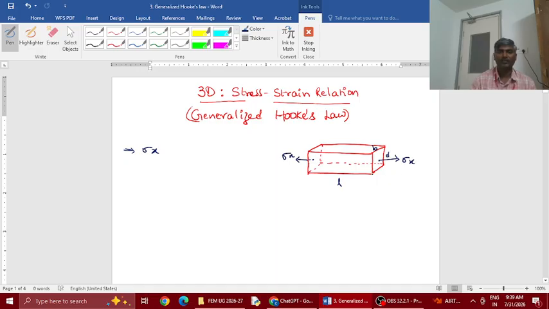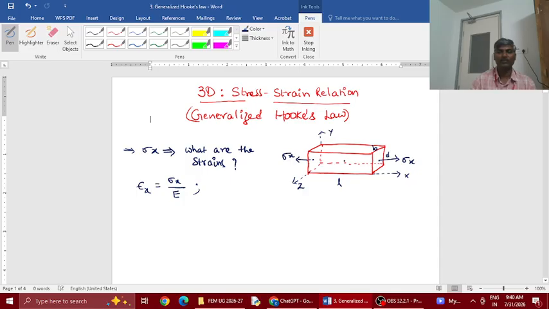let it be x, y, z. Due to stress in the x direction, what are the strains that you have in this body? Let us write the strain in x direction. As stress is acting in x direction, it is stress by Young's modulus. This is the strain in x.